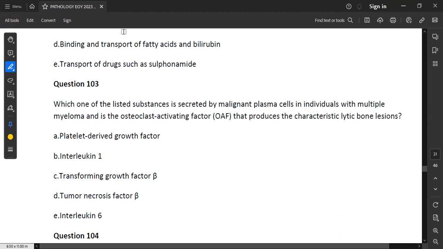Then, which one of the following listed substances is secreted by malignant plasma cells in individuals with multiple myeloma and is the osteoclast activating factor that produces the characteristic lytic bone lesions? So, what is multiple myeloma, before we even look at the choices? Just the summary of that definition. What does it involve? Yeah, it involves plasma cells.